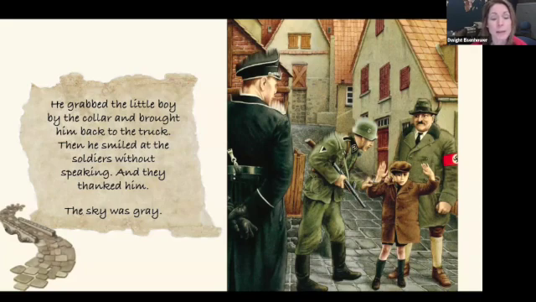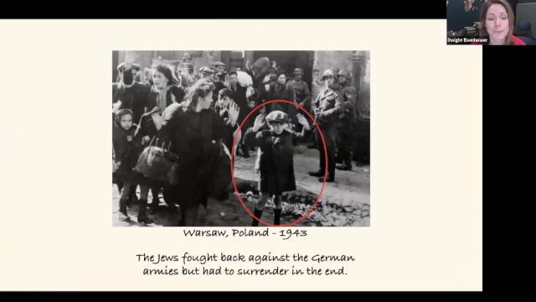So remember to take notes of the mayor and who or what he might remind you of. Also, I want you to notice the boy in this illustration. We're going to compare him to a photograph. Do you see him in this photograph? So Innocenti recreated the boy from this photograph into his illustration.